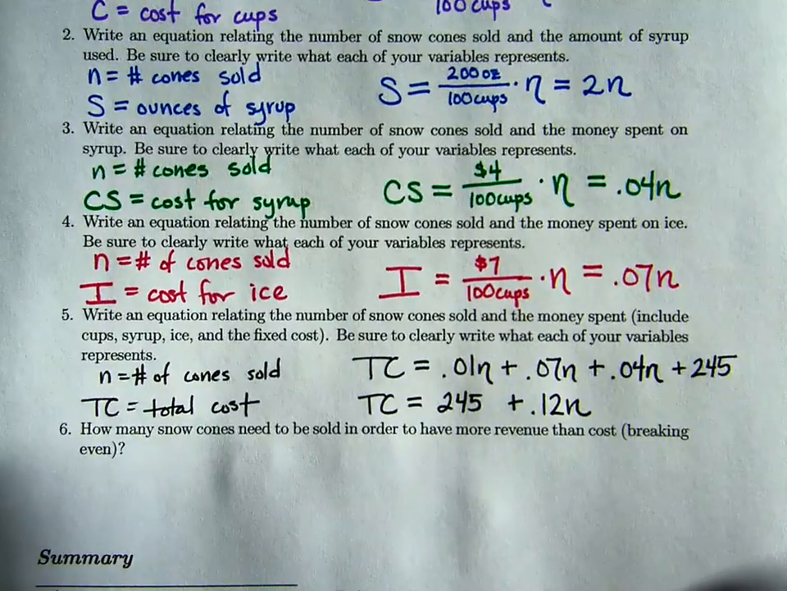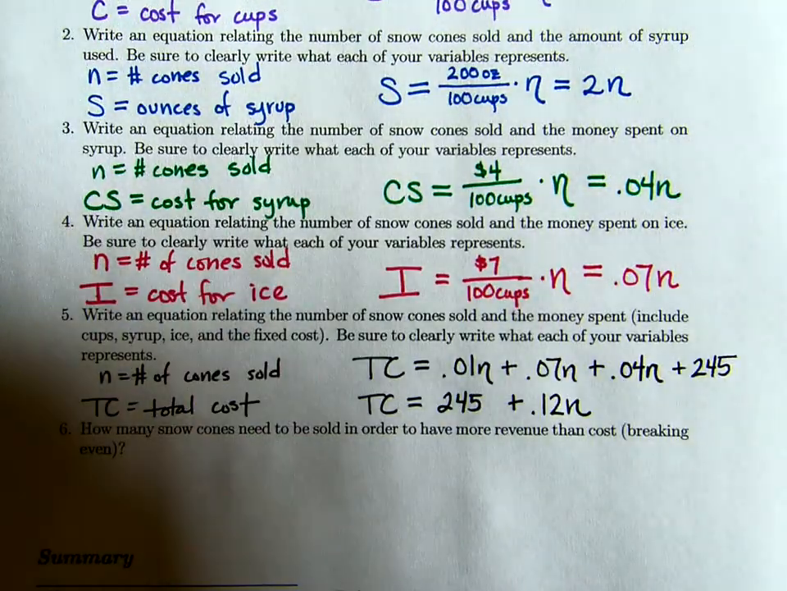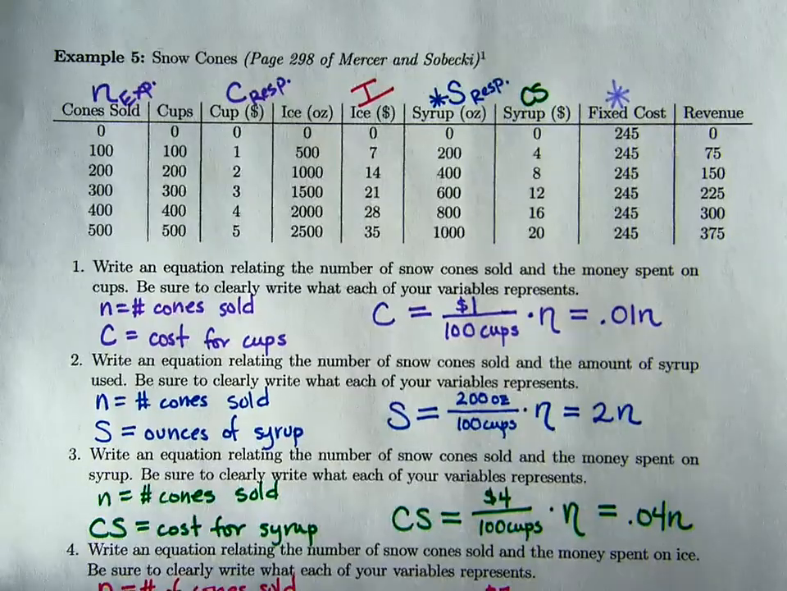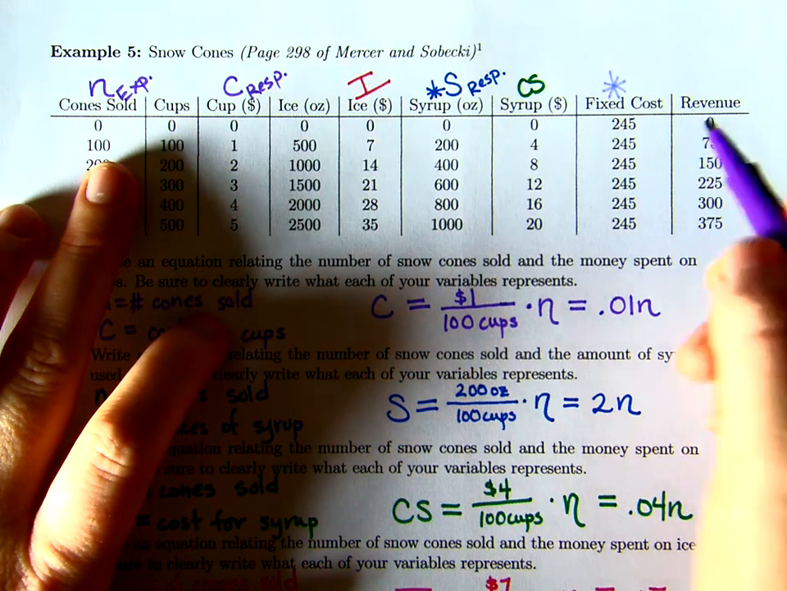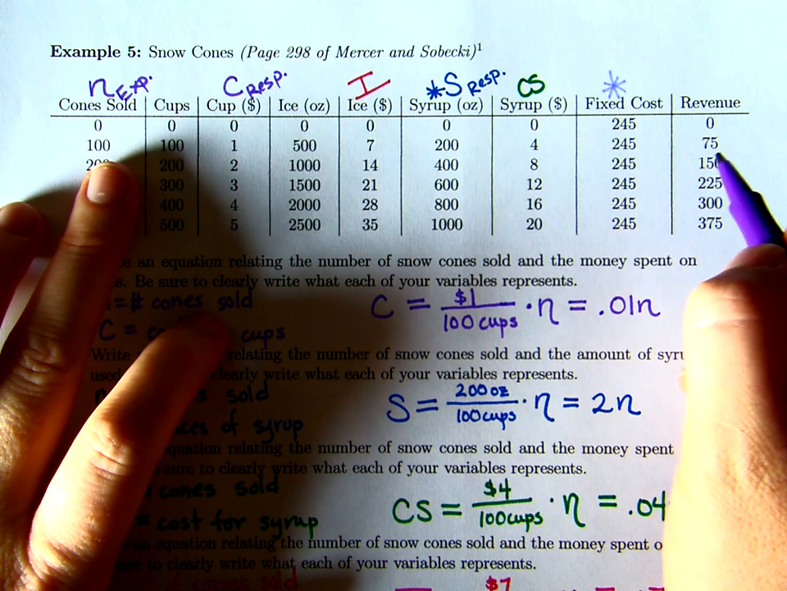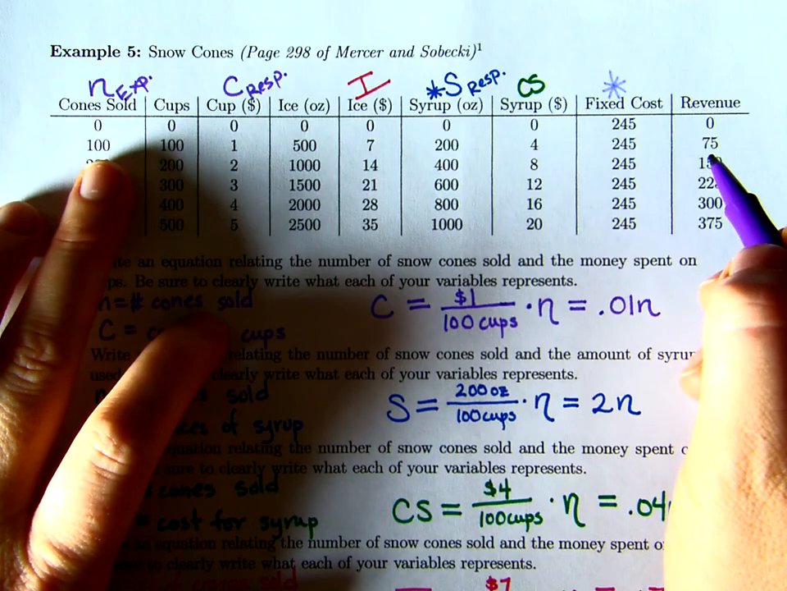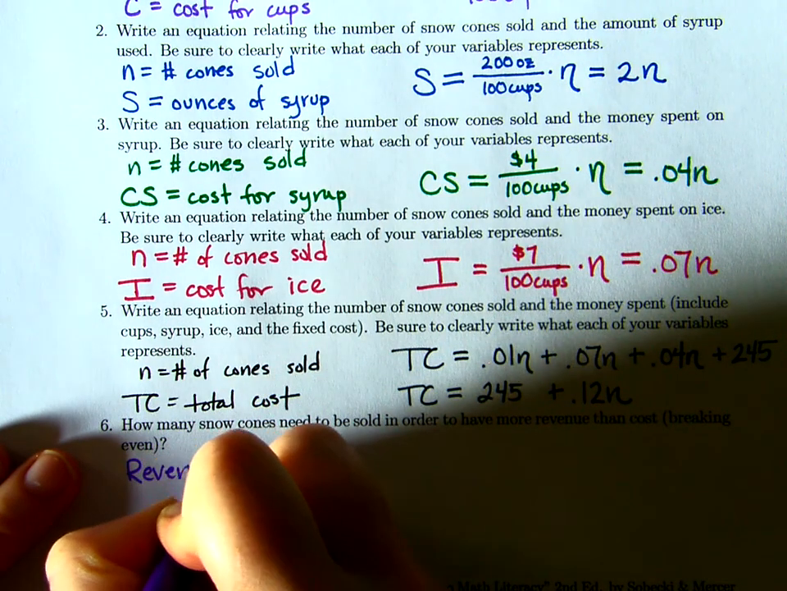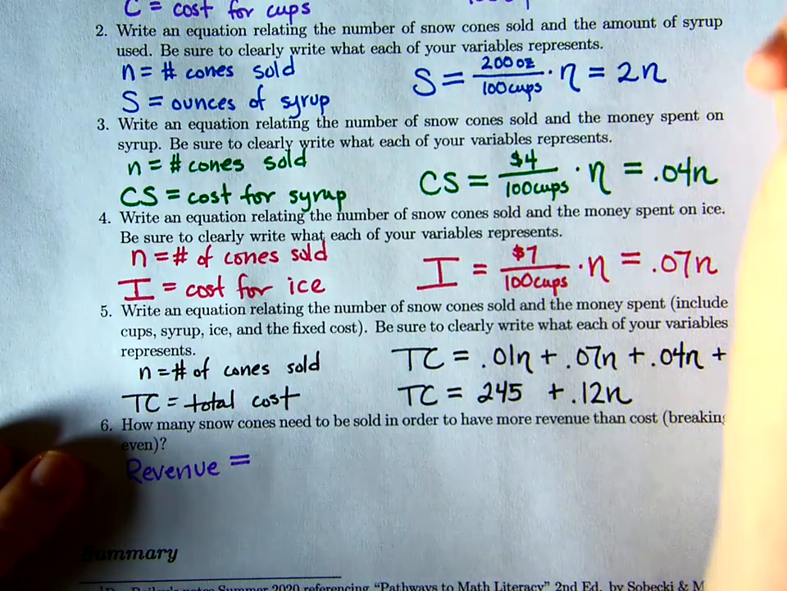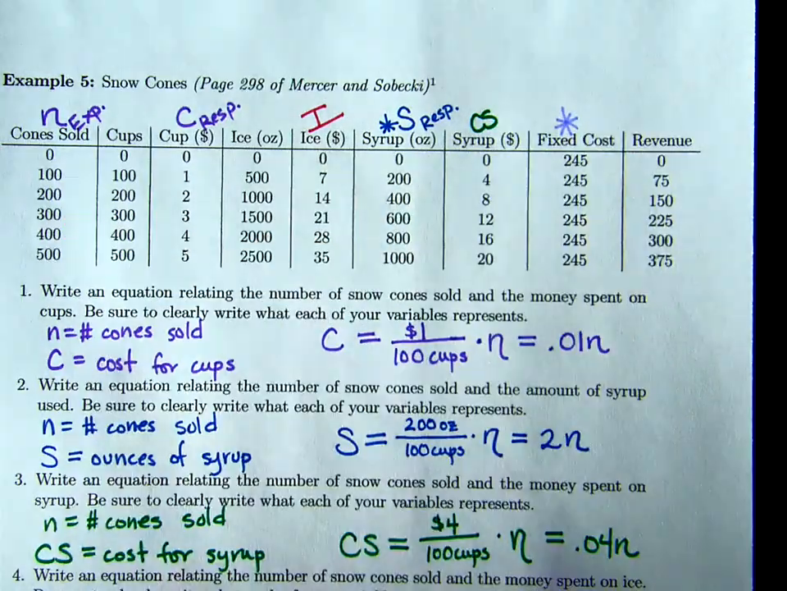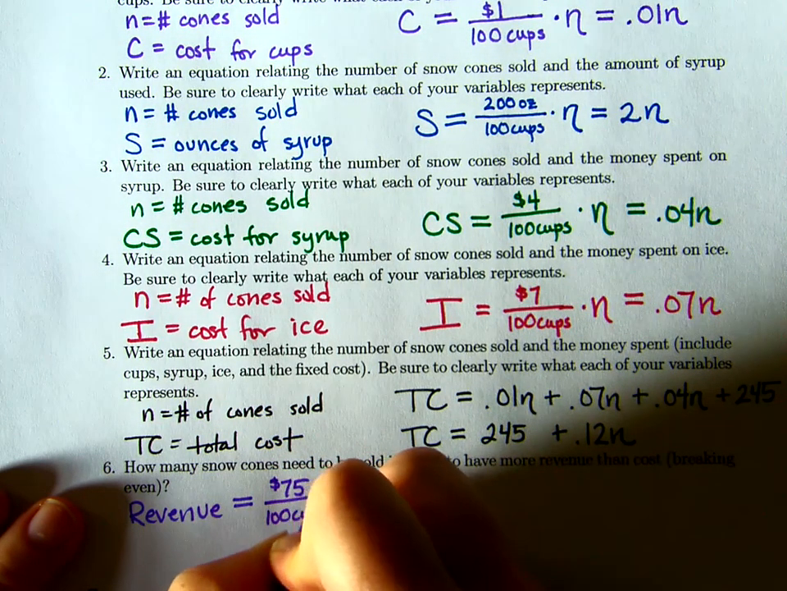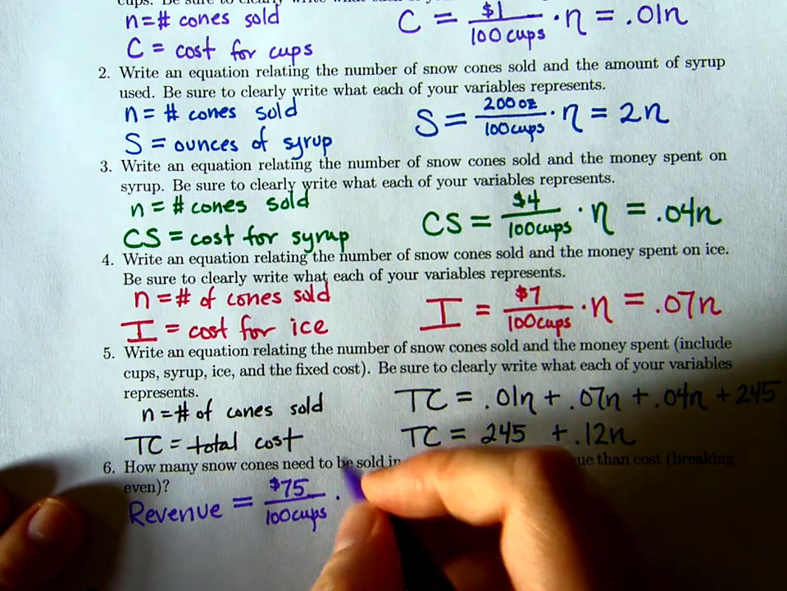Okay. How many snow cones need to be sold in order to have more revenue than cost? Ooh, let's look at the revenue. The revenue is what, $75 for 100 snow cones sold. Okay, so first things first, revenue, the money coming in is, okay, the rate was $75 per 100 cups. $75 per 100 cups sold times N.